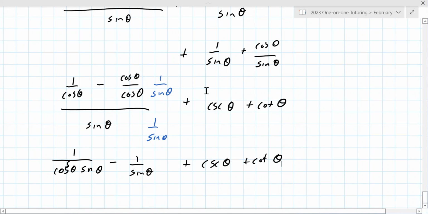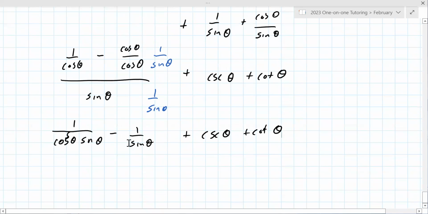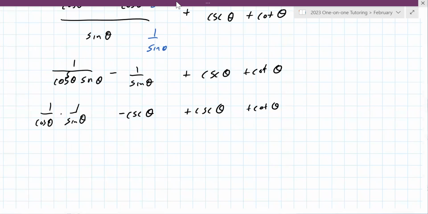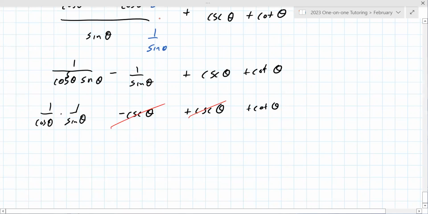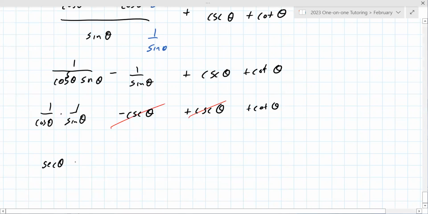So this becomes minus cosecant theta. And on the left here, it's 1 over cosine theta times 1 over sine theta. And you can start to see everything's going to fall out and work. Those cancel. 1 over cosine is secant theta. 1 over sine is cosecant theta. And there you have it.